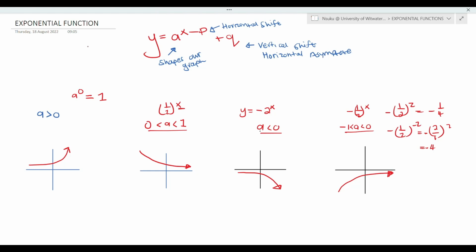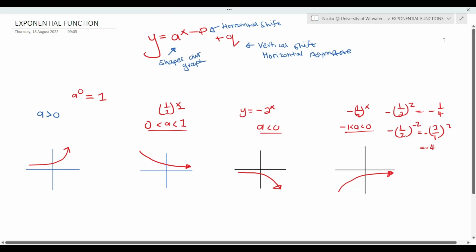So those are the 4 types of exponential graphs that you're going to find. I just wanted us to analyze the value of a more, so you see the type of impact it has on the graph. Now we're going to start analyzing the value of q.